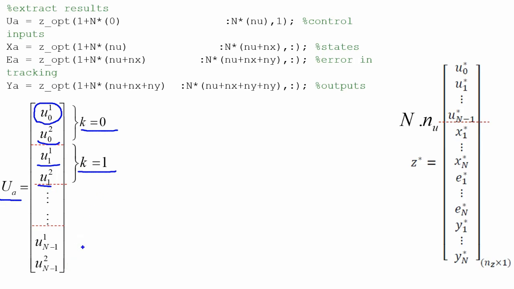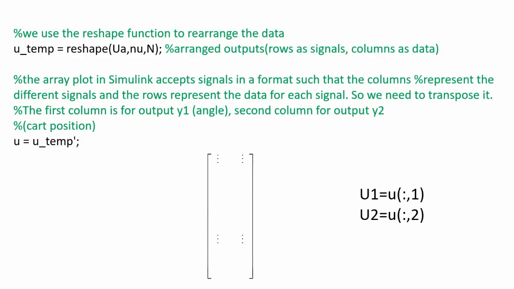Now let's extract only the first control input, because we want to plot the first control input acting on the process. For this, let's use the reshape function in MATLAB, as follows. Call the reshape function, and inside it pass in this UA, the component of the z vector where there are only control inputs. Nu is the number of control inputs, and of course n is the prediction horizon. If you do this, the output will be in utemp.